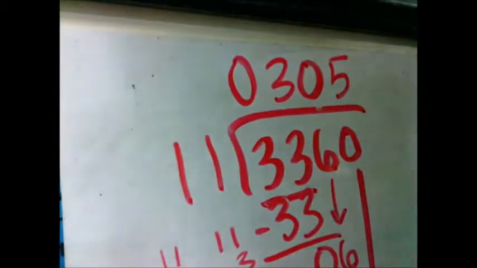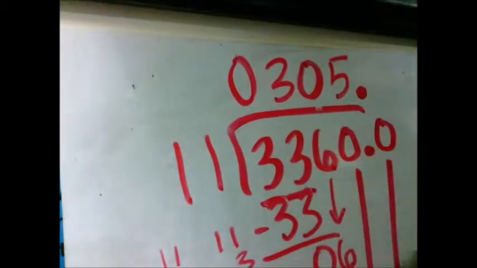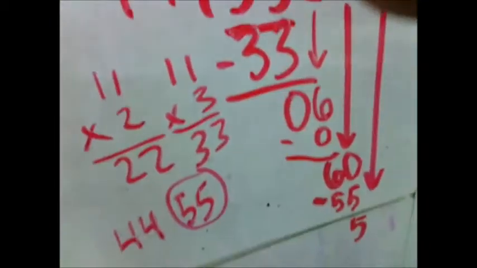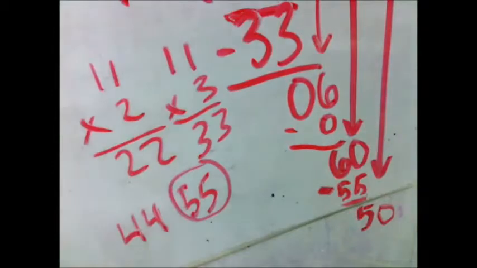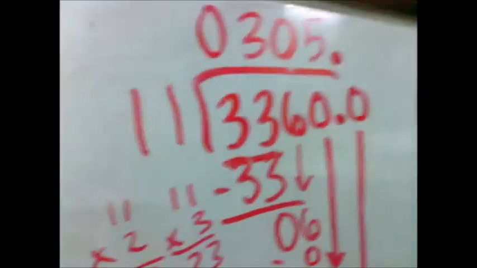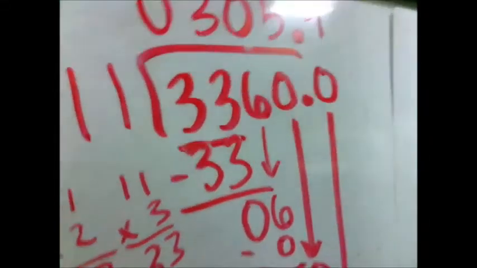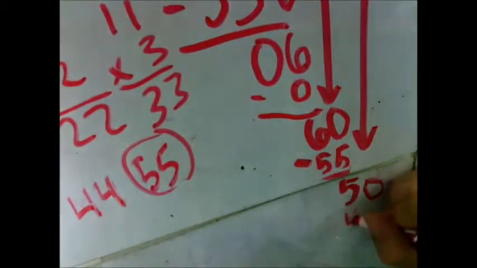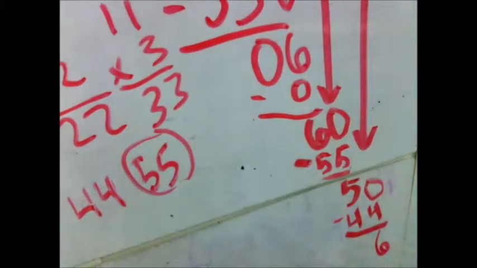Okay, now since I have a 5 left over, I need to put a decimal point here. I put one here, and I add a 0 to my dividend, and I drop down my 0, so that now, instead of just 5, I have 50, and I need to know how many times now 11 can go into 50. Well, I already have done it over here. I know 55 is too big, but it will go in 4 times. So over here now, I'm going to write a 4. I do 4 times 11, and I get 44. And I do 50 minus 44, and I get a 6.